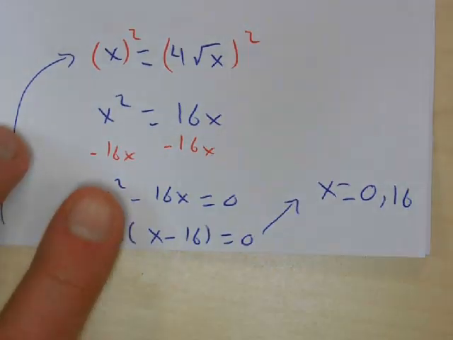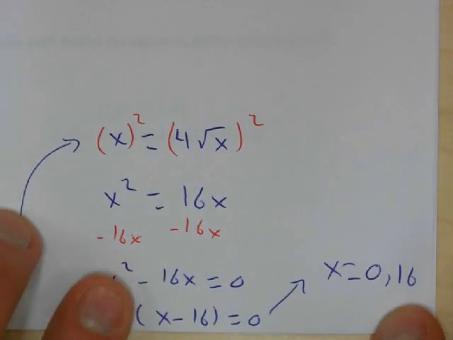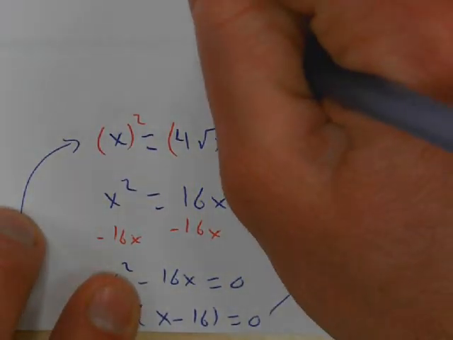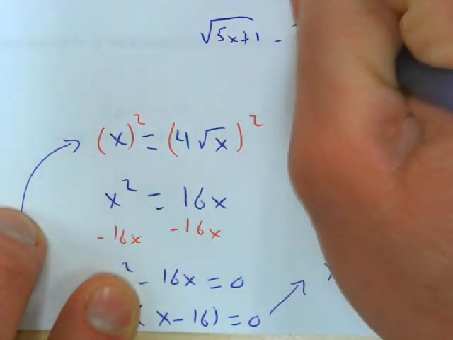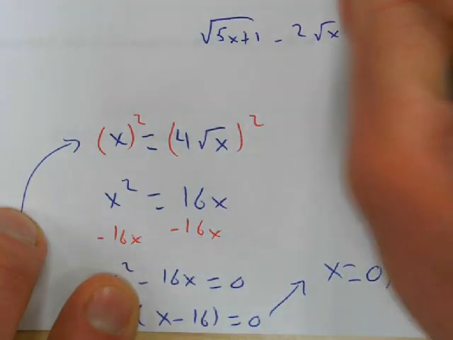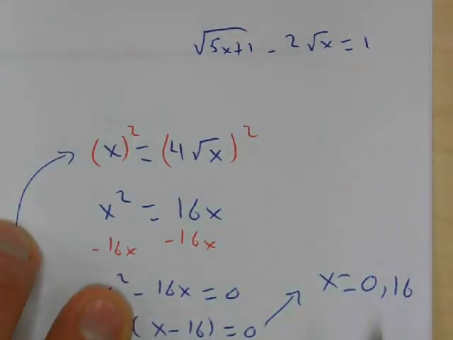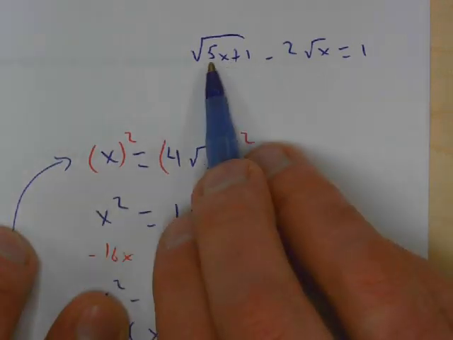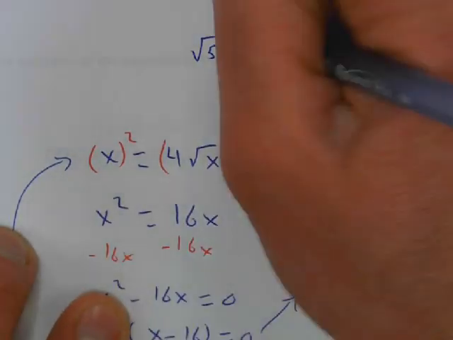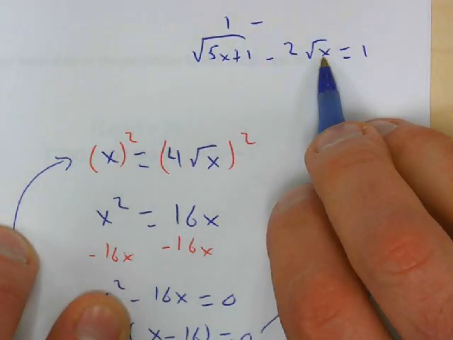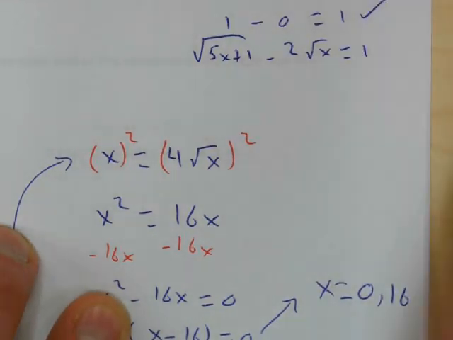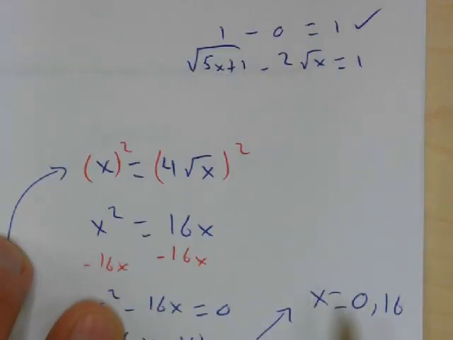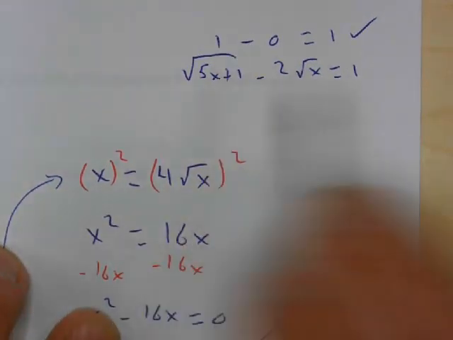Let's rewrite our equation so we have a little bit of room to check. This one's kind of tight on space. So we got root 5x plus 1 minus 2 root x equals 1. Okay, if we stick in 0, what do we get? Well, 0 times 5 is 0 plus 1 is 1. The square root of 1 is 1. Minus the square root of 0 is 0 times 2 is 0 equals 1. So then check, yes, 0 does work. Okay, and then we'll check 16 in red. Okay, we'll use a different color ink so it's not so confusing, hopefully.